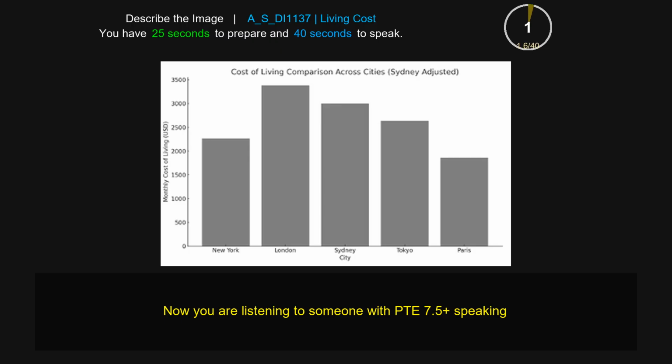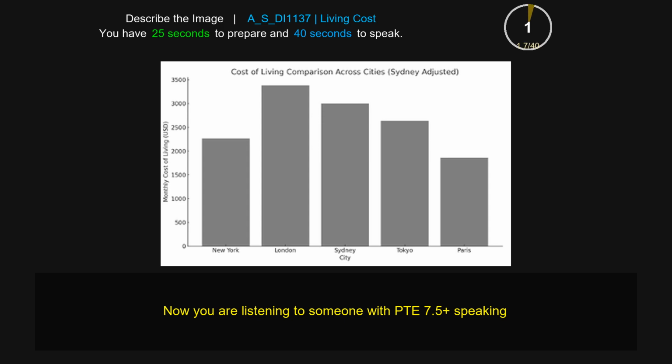This is a bar graph that gives information about cost of living comparison across cities, while the y-axis indicates the monthly cost of living in US dollars and the x-axis indicates the cities New York, London, Sydney, Tokyo and Paris. The maximum cost of living is in London, which is $3,500, and the minimum cost of living is in Paris, which is 3,500. And another interesting point, in Sydney the cost of living is 3,000 US dollars, and in Tokyo, it's $2,500. Overall, this bar graph gives information.